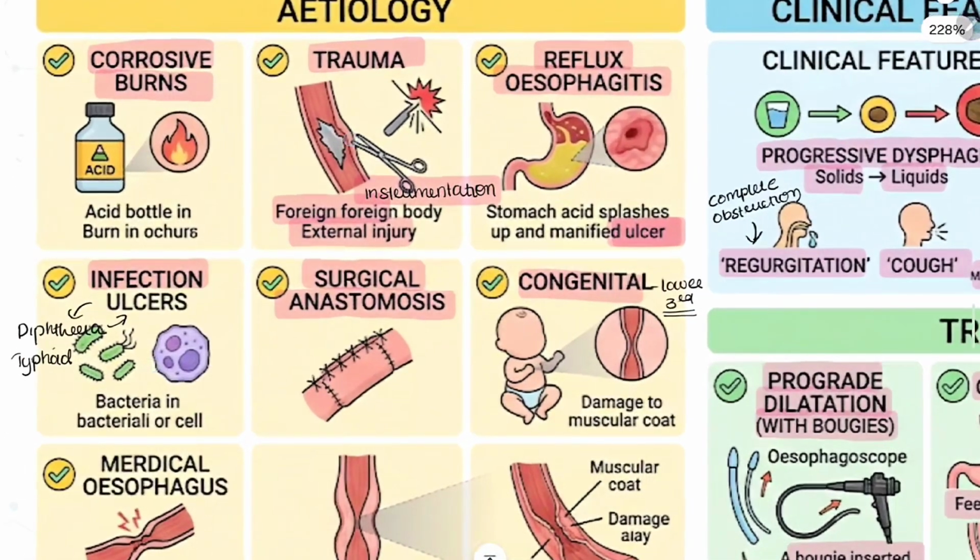Coming to the etiology of strictures, it can be due to burns by corrosives like acid or alkali, or thermal burns. It can be due to trauma by a foreign body, by instrumentation or due to an external injury. It can be due to reflux gastroesophagitis, that is, there will be development of ulcers. Ulcers can also be due to infections like diphtheria and typhoid. It can be due to surgical anastomosis, or there can be congenital strictures, most commonly in the lower third of the esophagus.